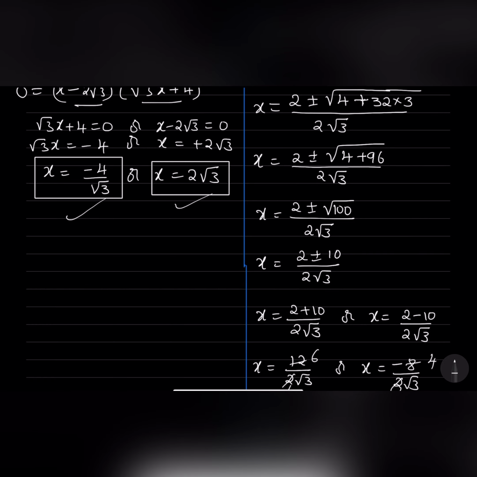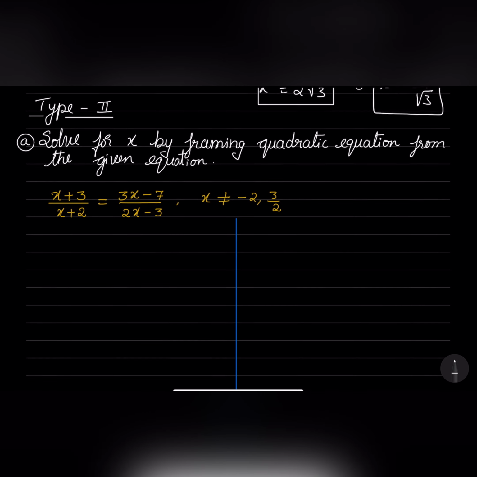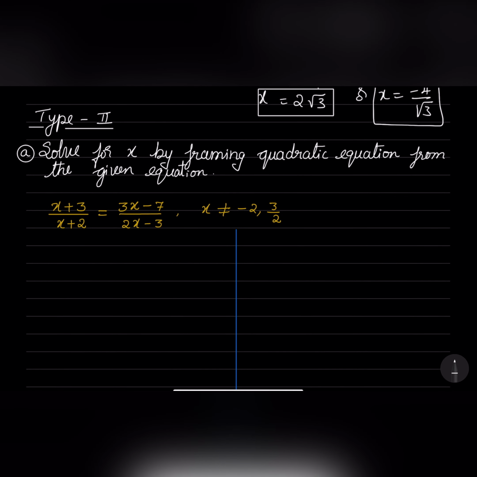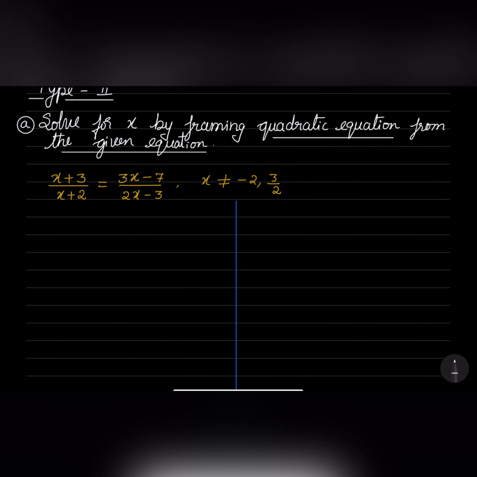Okay, we'll go for the second type of question in this quadratic equation chapter. They will ask us to solve for x by framing a quadratic equation. We have to frame the quadratic equation from the given equation. In the first type, they will give the equation directly as a quadratic equation. Now in this, we have to frame the quadratic equation. So okay, let us start.